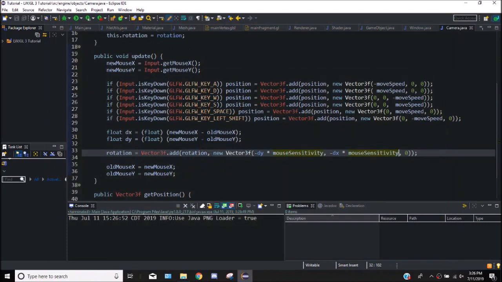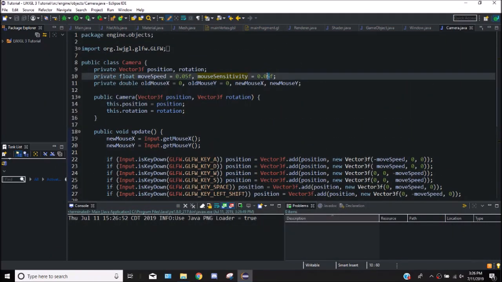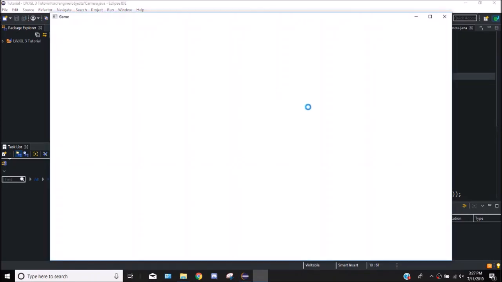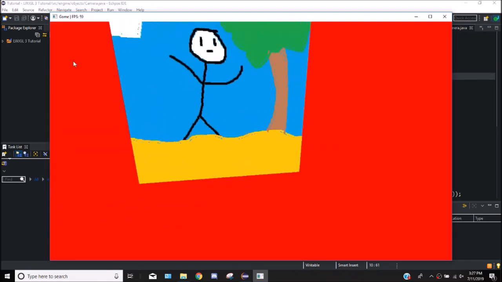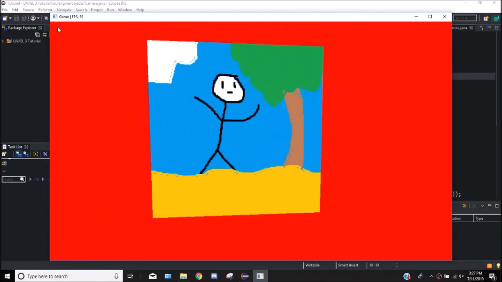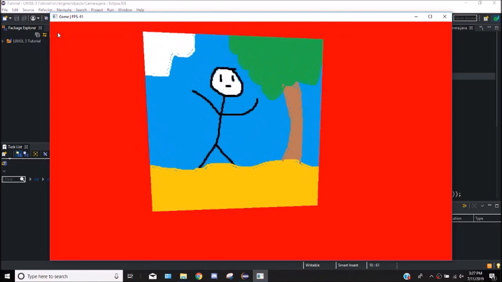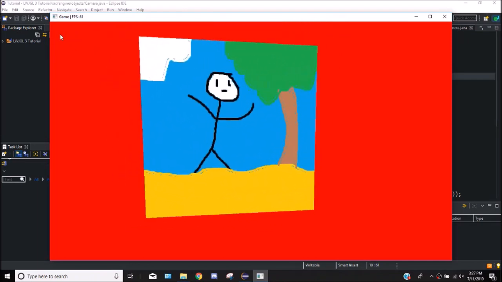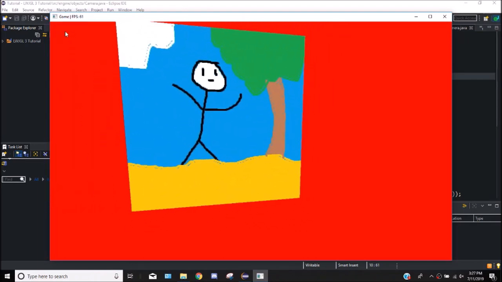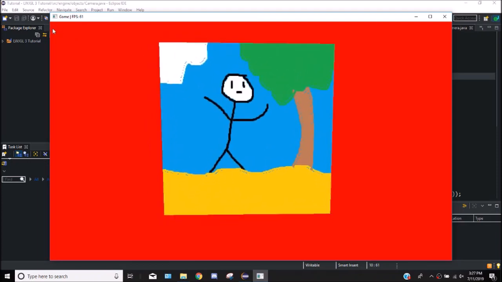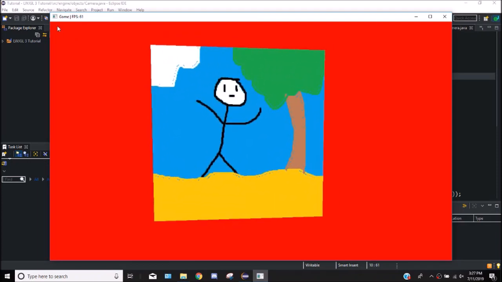Oh, that's a bit too slow. Let me speed that up a little bit. You can do whatever value you want, I'm just trying to make it to my liking. Yeah, that should be pretty good. But you see a problem: I'm trying to rotate more to the left, but I can't because the mouse is too far to the left.